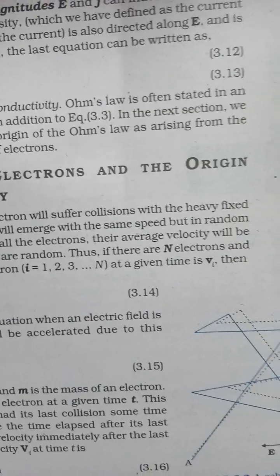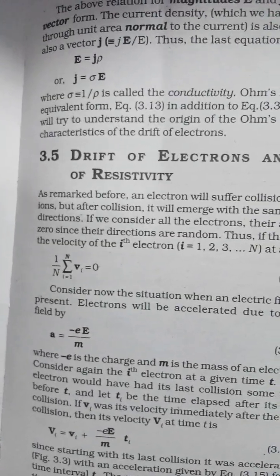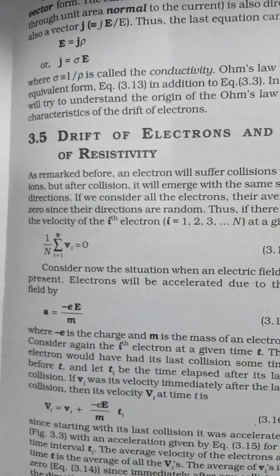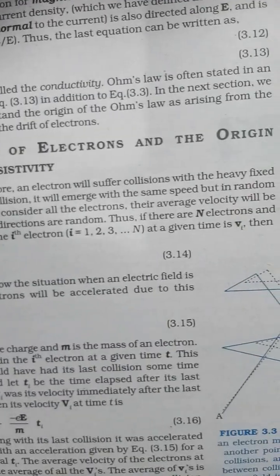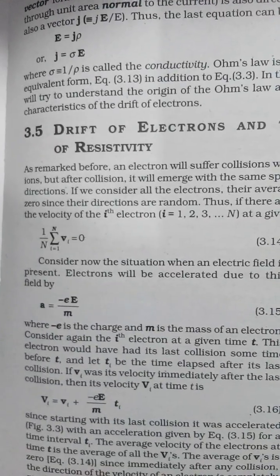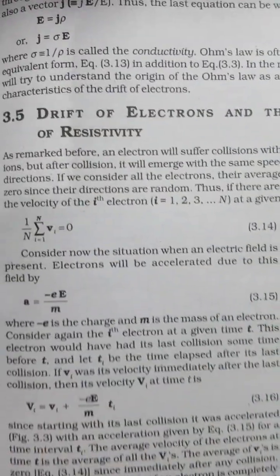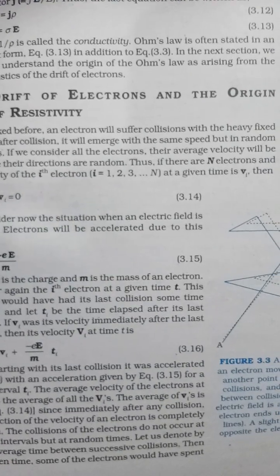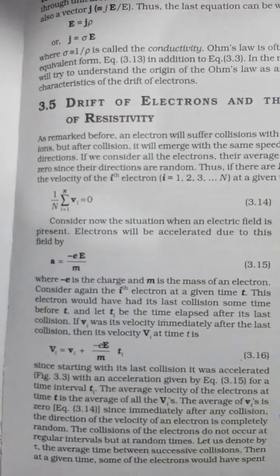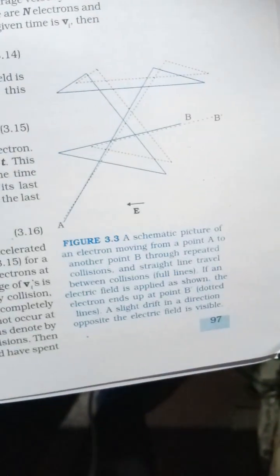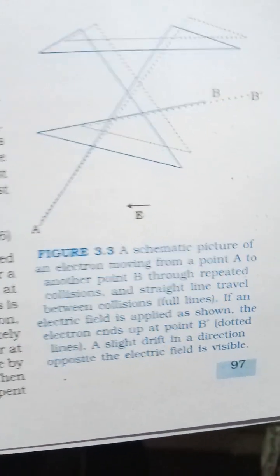Ohm's law is often stated in an equivalent form, equation 3.13, in addition to 3.3. In the next section we will try to understand the origin of Ohm's law, arising from the characteristics of the drift of electrons. The next discussion will be drift of electrons and the origin of resistivity. We will meet in the next session with a lot more. Till then, thank you. Thanks a lot.